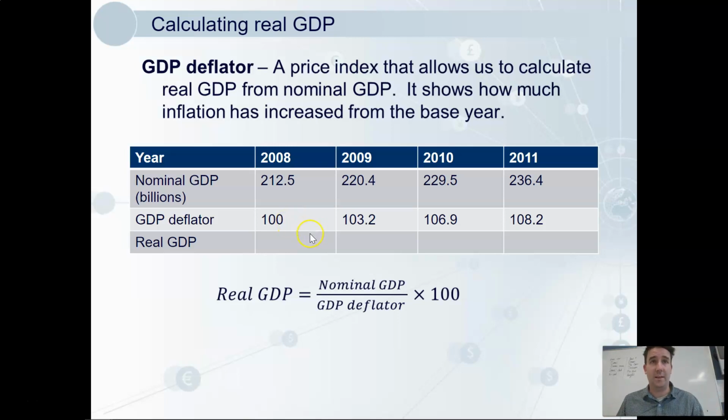So real GDP for 2008 is going to be that $212.5 billion because the base year prices haven't changed. Let's look at 2009. All we have to do is plug in the numbers to this equation. Nominal GDP is 220.4 and GDP deflator is 103.2. So that means that prices have increased 3.2% since the base year of 2008. Now doing the calculation, real GDP comes out to be $213.57 billion. Okay, just putting in the numbers here.